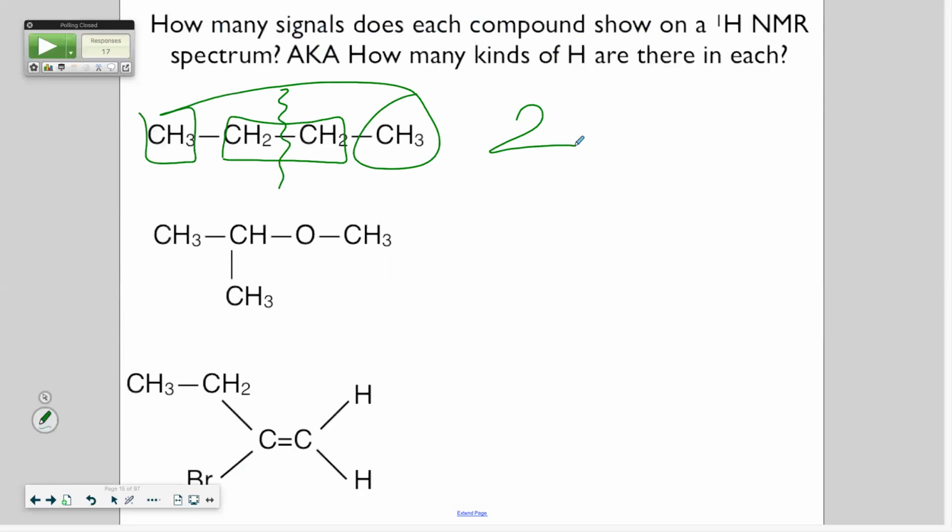Do you see these symmetry elements in there? Do you see that if I do this, these 2 are the same? Are these 2 the same as this one? They're both methyls, but they're not the same because these methyls are 1 carbon away from an O, and this one is right next to the O. So you have 1, 2, 3 kinds of protons in that molecule.